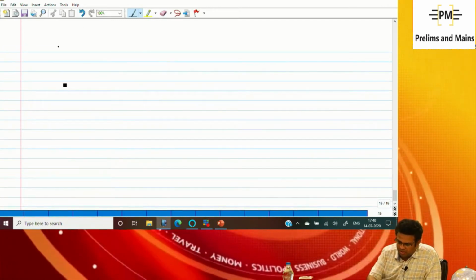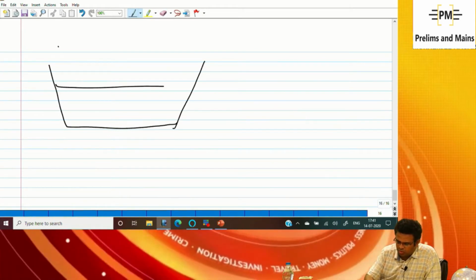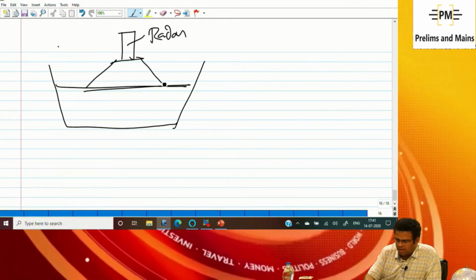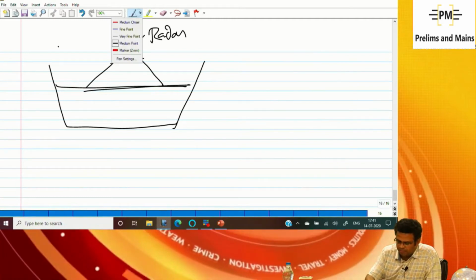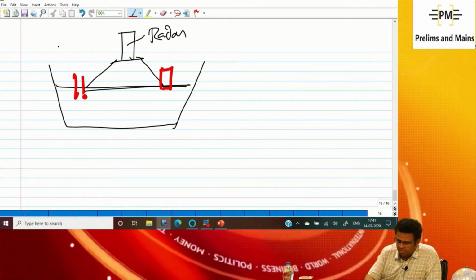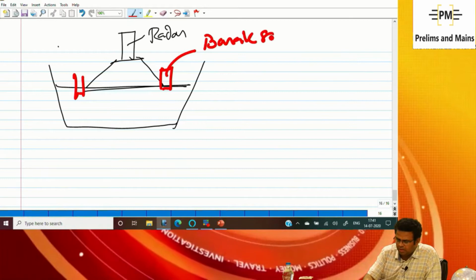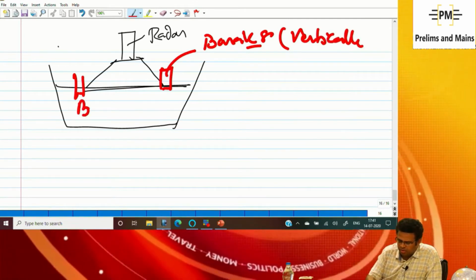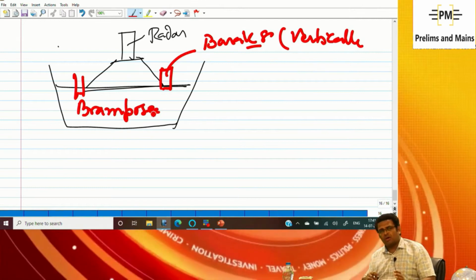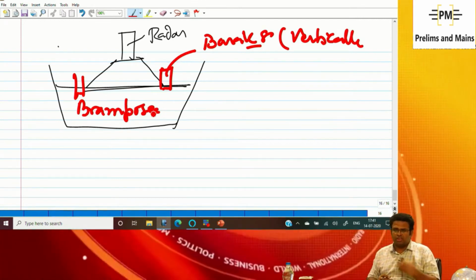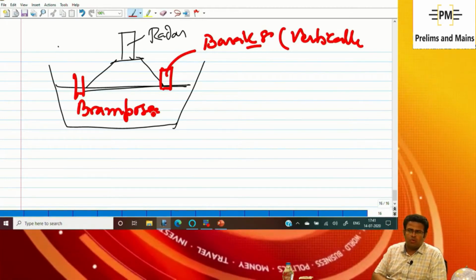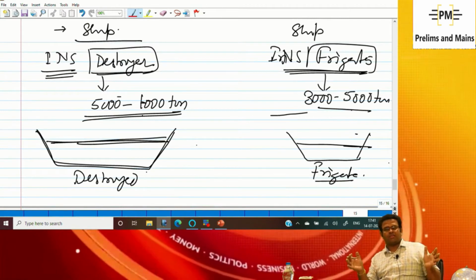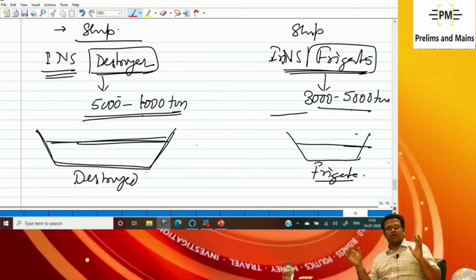If I say this is a destroyer, it will have a large radar and a system from where the Barak 8 can be launched vertically, and BrahMos. If I am talking about which Indian Navy ships fight during a war or battle, these are the destroyer and the frigate. The destroyer can carry lots of missiles, and the frigate can carry fewer missiles comparatively, understood?